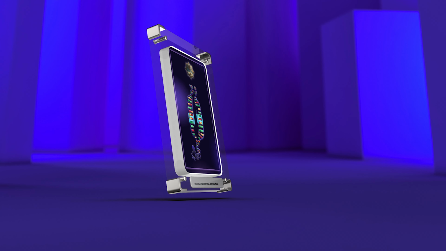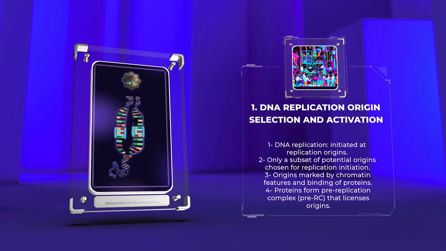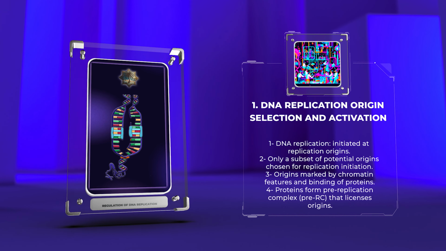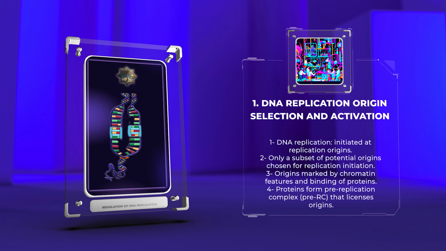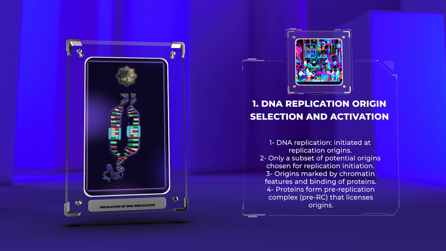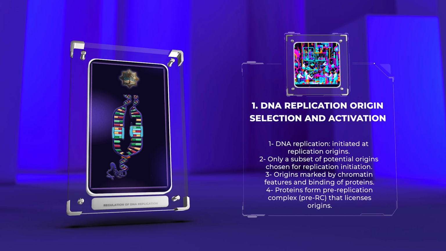DNA replication is initiated at specific sites in the genome known as replication origins. The selection and activation of these origins are critical processes that ensure the accuracy and efficiency of DNA replication. Throughout the genome, potential origins are present, but only a subset is chosen for replication initiation during each cell cycle.